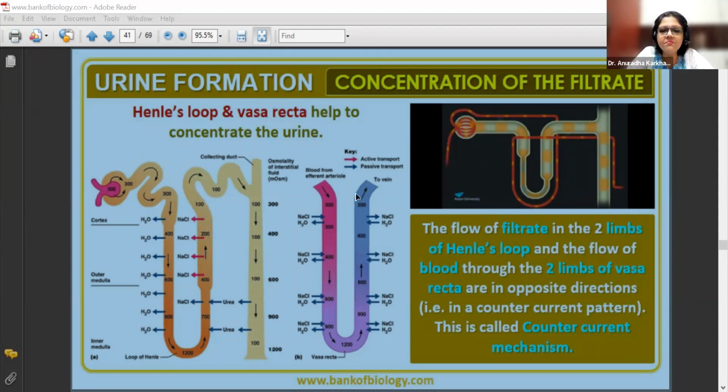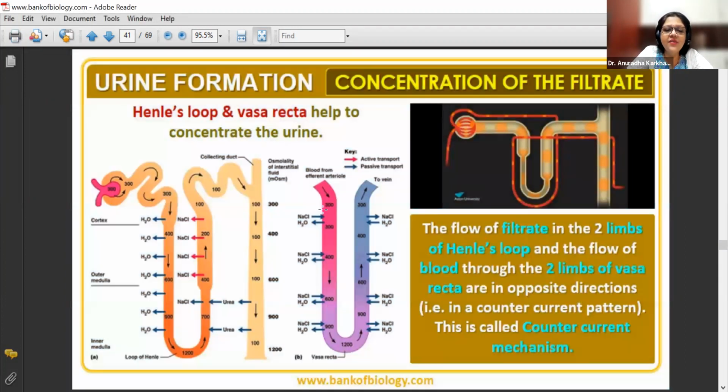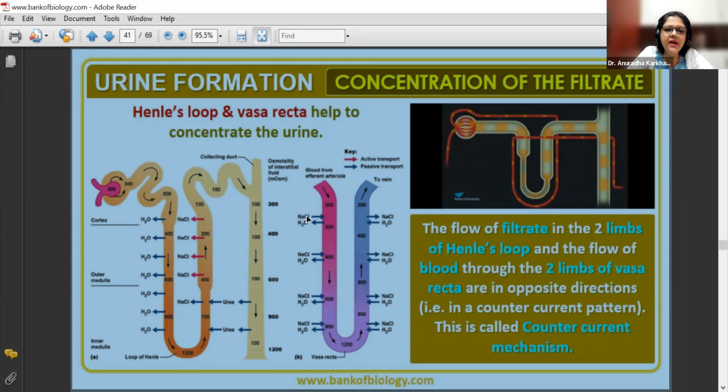Now see, if you look over here, in this diagram, NaCl is entering the blood, water is leaving the blood. Correct? NaCl entering, water leaving. अब ये जो NaCl enter कर रहा है, कहाँ से enter कर रहा है? यहाँ से. So the NaCl which is thrown out is absorbed by the blood.